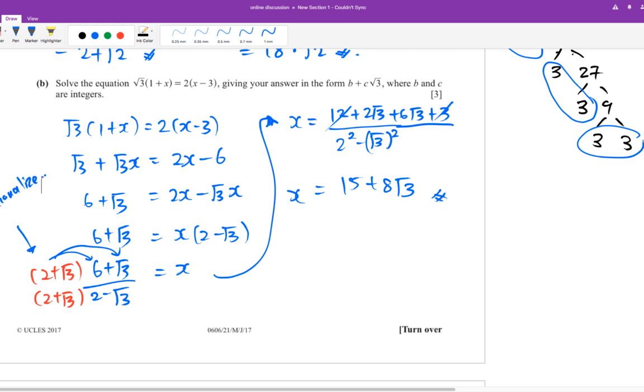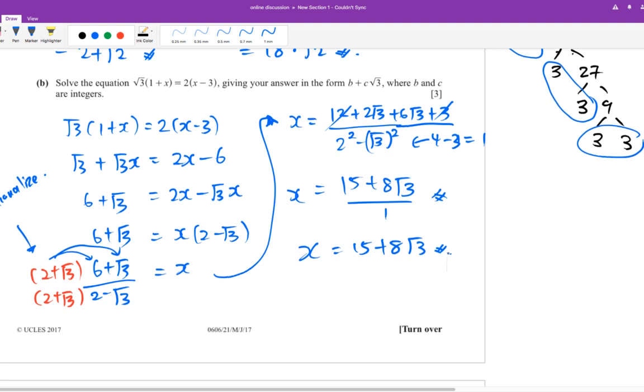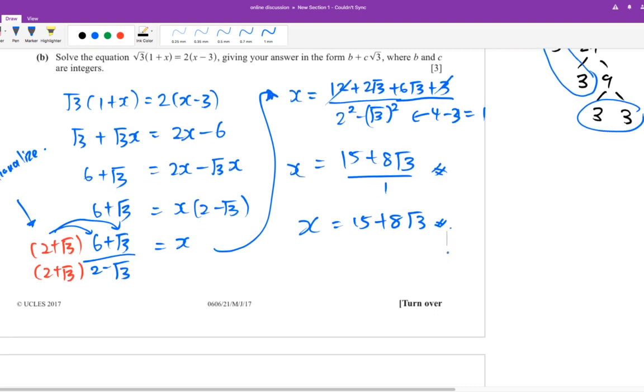What happened to the denominator? The denominator over here is 4 minus 3, right? 4 minus 3, so you will get 1. So the whole thing is over 1, so you can just ignore the 1. I hope I do really answer your question. If there's no problem, then I will just move on to the next question.